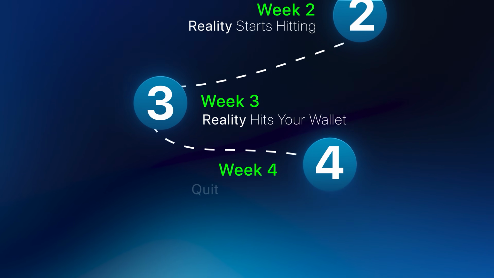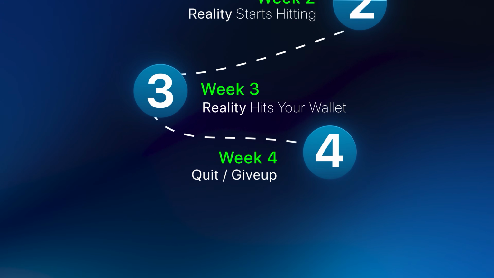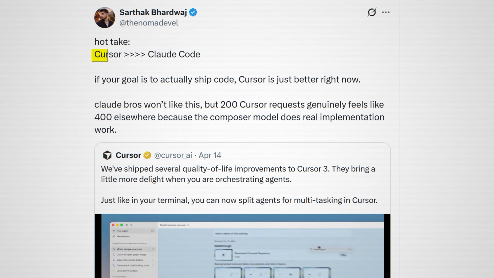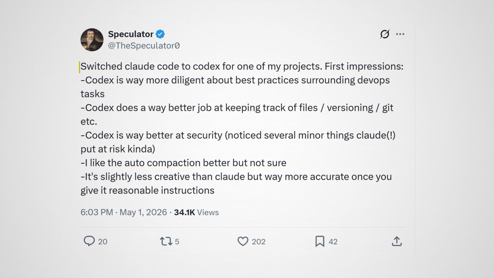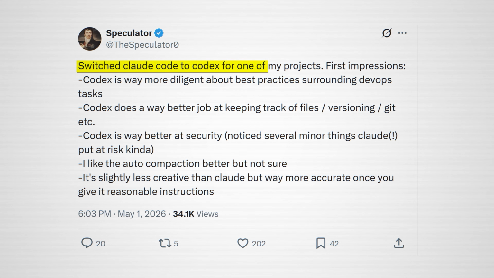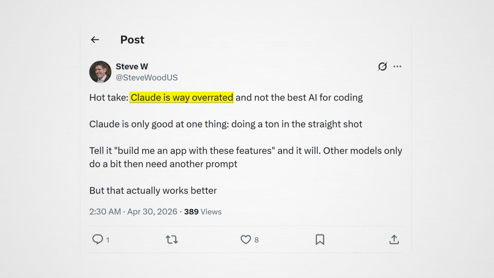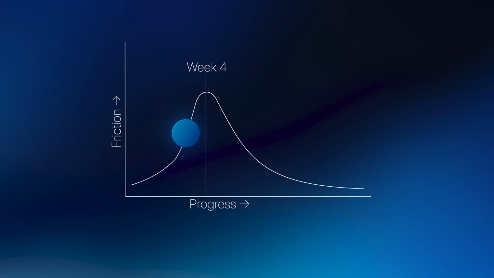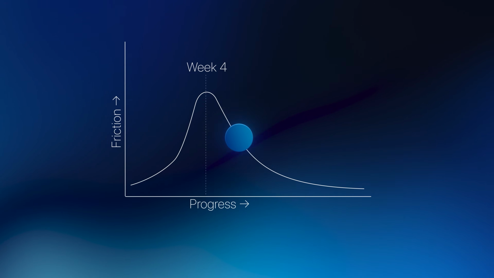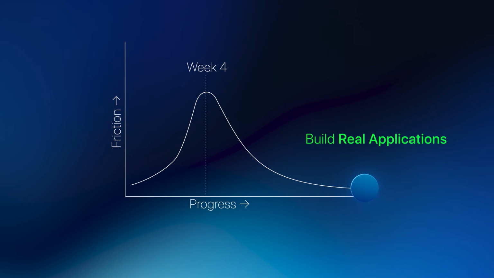By week 4, most people quit or give up or take a step back because they see people online hyping up a Cursor or Codex and they jump onto the next shiny tool. They tell themselves Claude Code was just overhyped. And the few people who push past week 4 are the ones who actually build real applications with it.